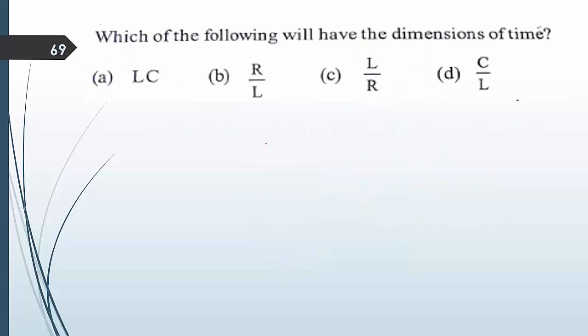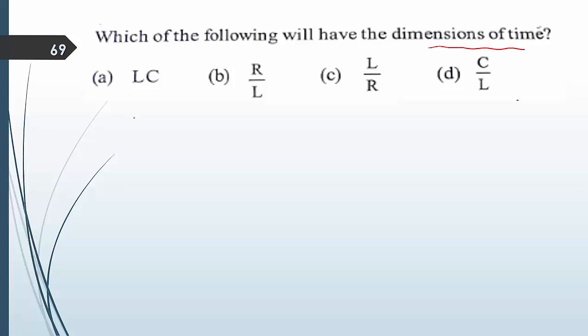Come to the next question. Question number 69. Which of the following will have the dimensions of time? Yes. Which of the following options is having the dimension of time? About electric current, current electricity, charge, field. So all these terms you are going to study in second PUC. But for the second year students, you can easily understand this question. But R, L, C, these terms you will come to know in the chapter electromagnetic induction in detail.